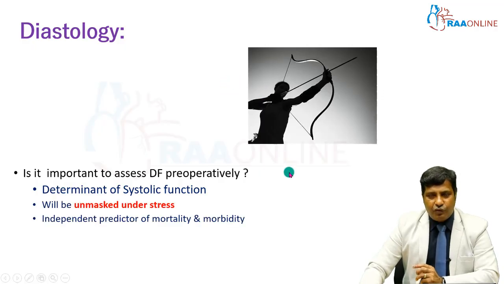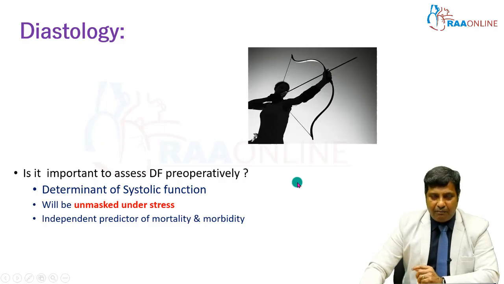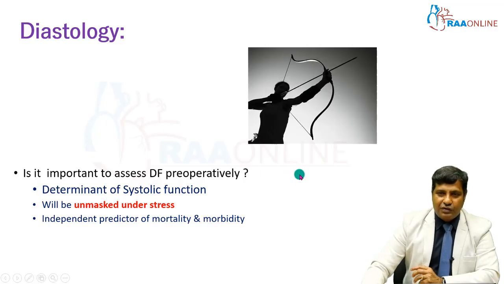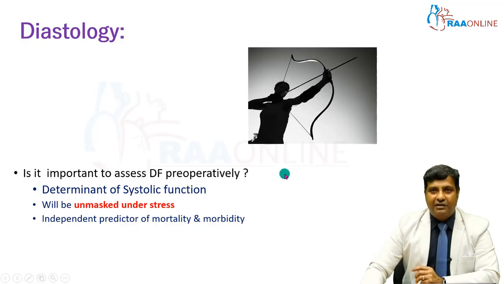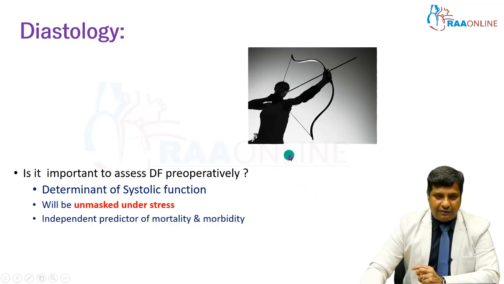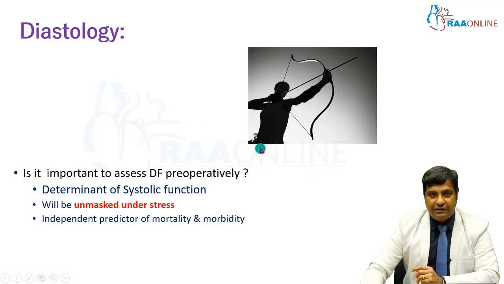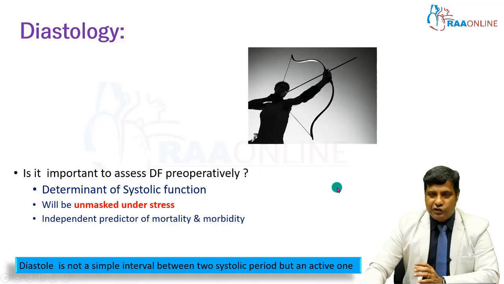And when I said most of these patients are asymptomatic, they are asymptomatic at rest, but whenever they are exposed to some stressful condition, this diastolic dysfunction will get unmasked and lead to diastolic heart failure. Moreover, this diastolic dysfunction per se is considered an independent predictor of mortality as well as morbidity. So basically, diastole is not a simple interval between two systolic periods, but an active one.